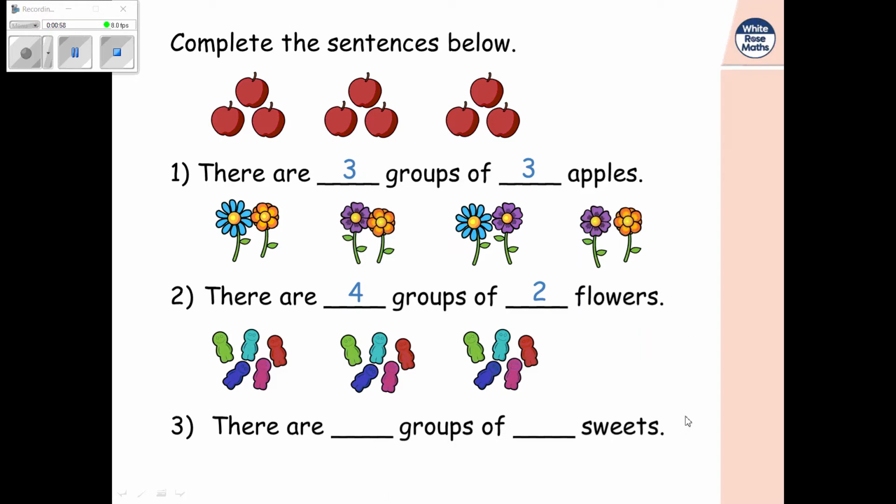Lastly, number 3, pause here and see if you can do this all by yourself. So let's see how many groups you have. 1, 2, 3. Groups of 1, 2, 3, 4, 5 sweets. So there are 3 groups of 5 sweets.